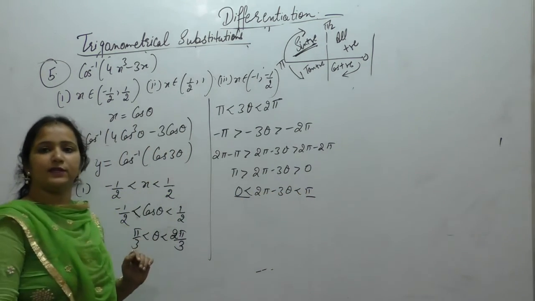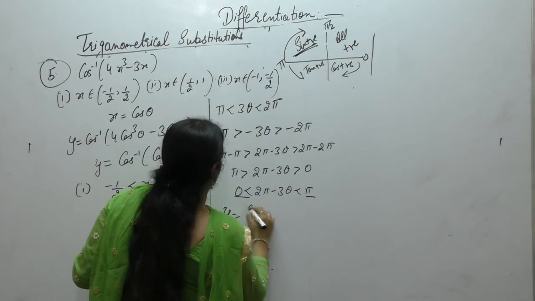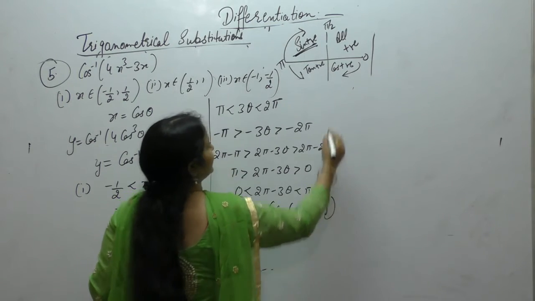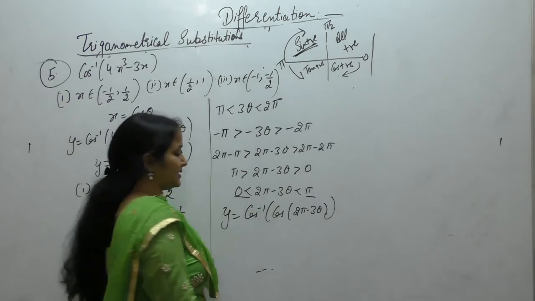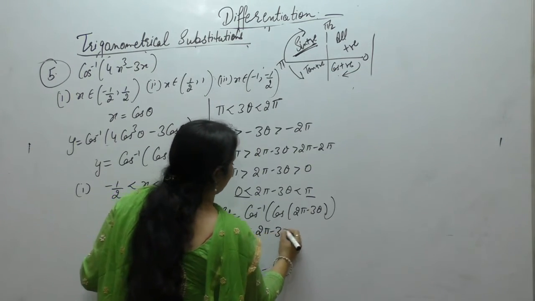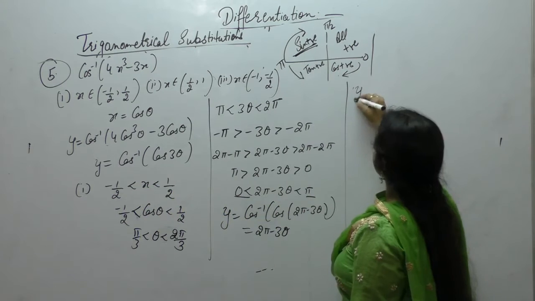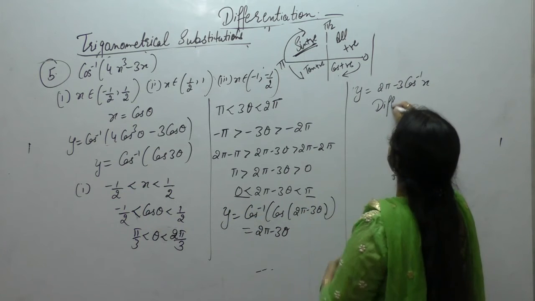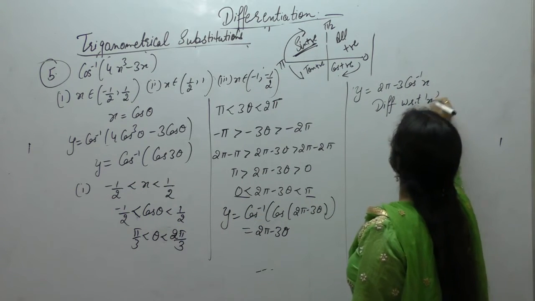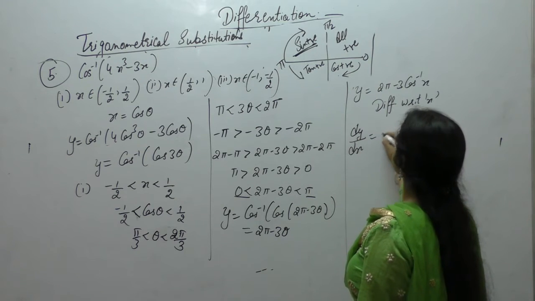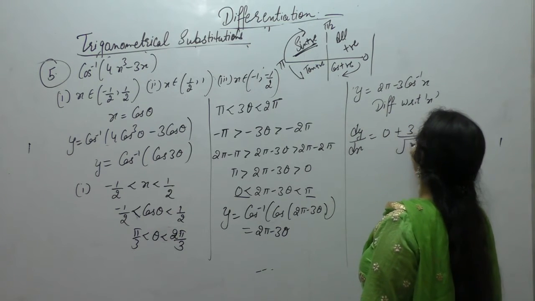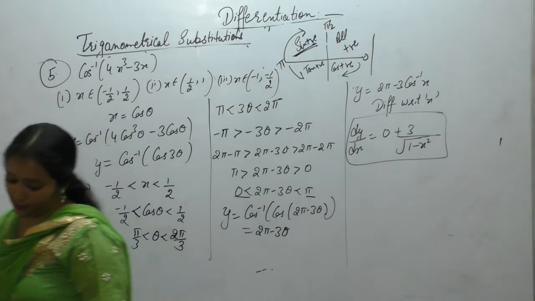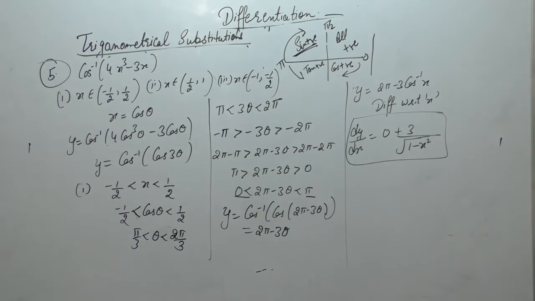Now the limit lies between 0 and pi. So we can write y as cos inverse cos of 2 pi minus 3 theta. 2 pi minus theta, cos is positive here. So 2 pi minus 3 theta. And theta is cos inverse of x. Now differentiate with respect to x. What we get? dy upon dx, 0 minus 3, and derivative of cos inverse is negative. So minus minus plus 3 upon square root of 1 minus x square.